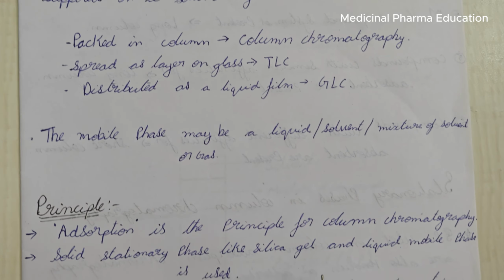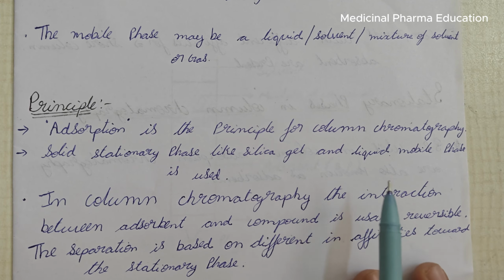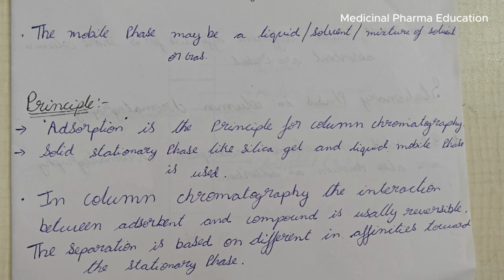Next, let us know the principle of column chromatography. Adsorption is the principle of column chromatography. A solid stationary phase like silica gel and a liquid mobile phase is used. In column chromatography, the interaction between adsorbent and the components is usually reversible. The separation is based on the different affinities towards the stationary phase.